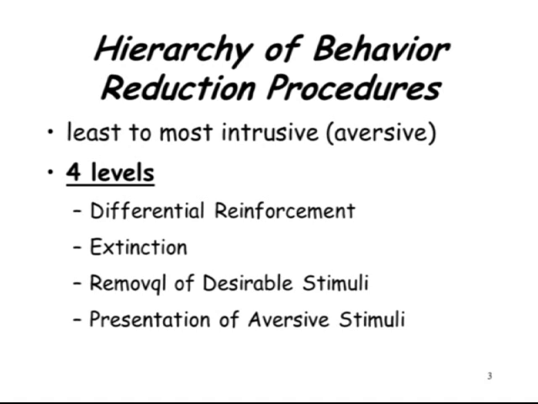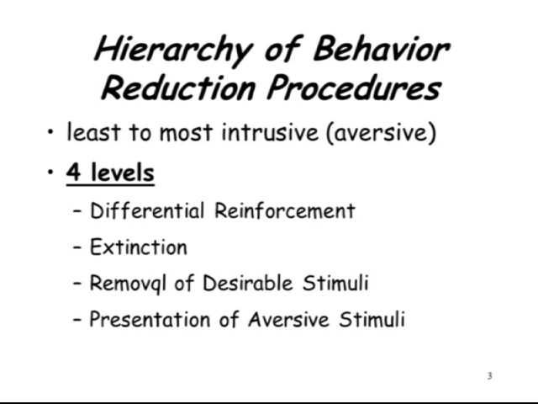The next level up is removal of desirable stimuli or events. Another word for this is response cost. And this is a way of decreasing behavior by, contingent on a behavior, removing something that's valuable to the student. Does that sound familiar? It should, because we've discussed it before, only then we called it negative punishment. When you use negative punishment in the context of a structured program, we call it response cost.